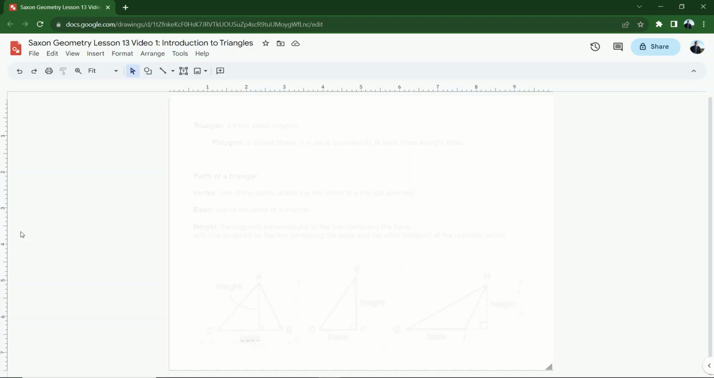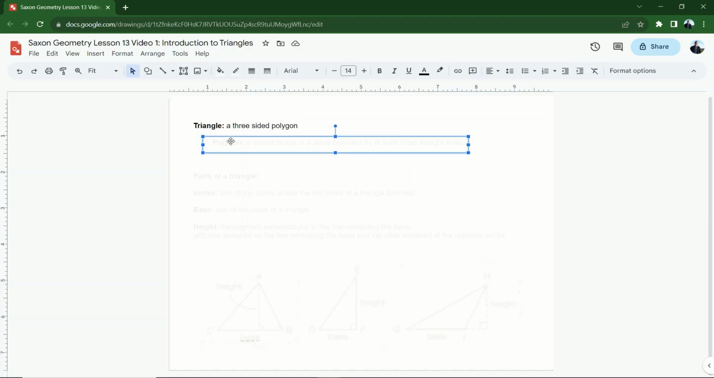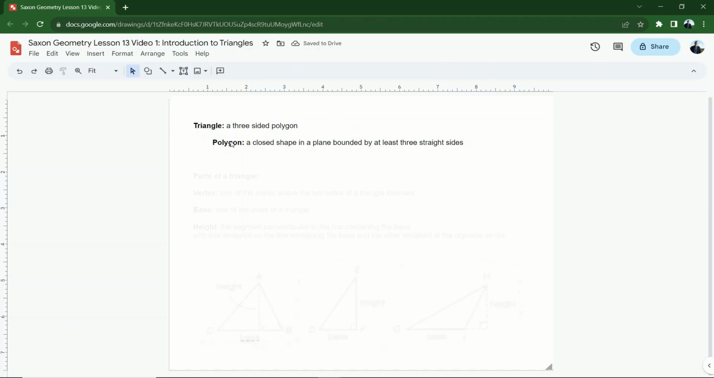And let's get started. The first thing we're going to do is define geometrically what a triangle is. The definition of a triangle is it's a 3-sided polygon. Now this definition may not be so useful if you don't know what a polygon is. We haven't talked about polygons yet. A polygon is just a closed shape in a plane, so it's flat, okay? The fact that it's closed means that all of the sides come together at vertices. We'll talk about what a vertex is in just a second, but all of the sides come together. There's no openings in the shape. And it's bounded by at least 3 straight sides. Well, wait a second, a triangle has 3 straight sides, so a triangle is the smallest polygon.